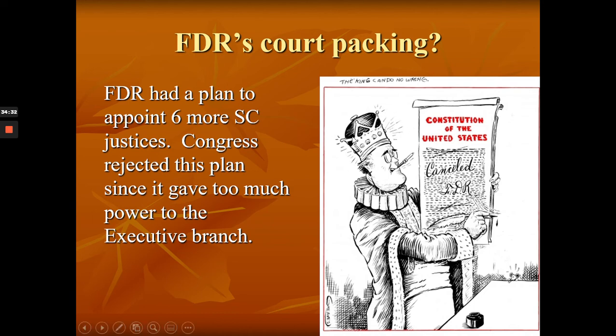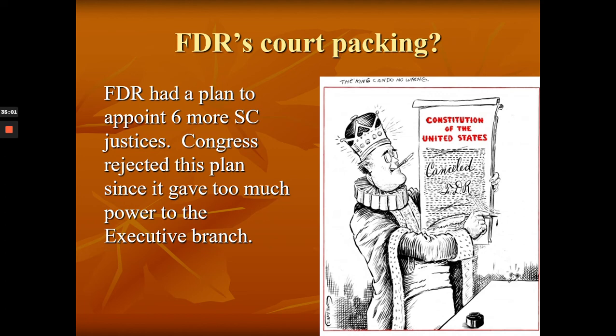So here's a cartoon making fun of King FDR, and it's good to know his face because you may see his face in a cartoon. Look at this, Constitution, canceled, FDR. So this cartoon is making Franklin Roosevelt look bad. He had this plan to pack the Supreme Court with more Supreme Court justices. And guess who gets to appoint these new justices? Franklin Roosevelt and the United States Senate.